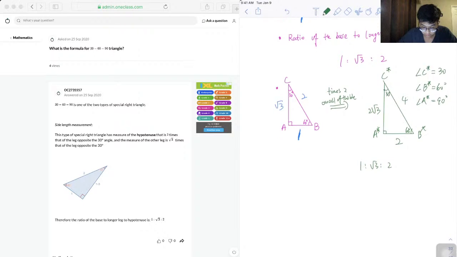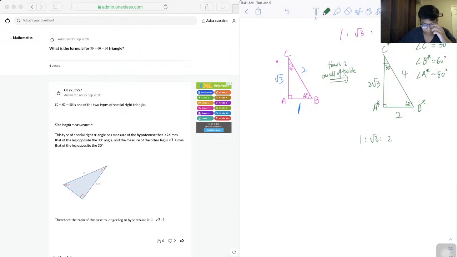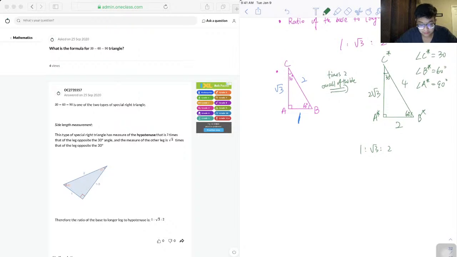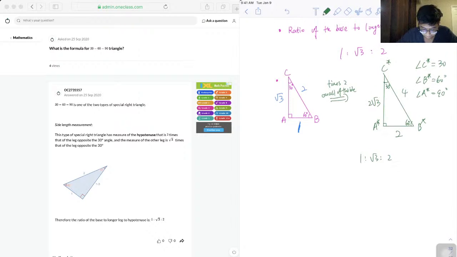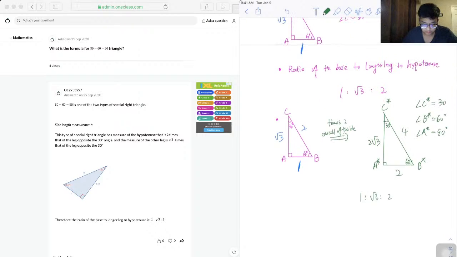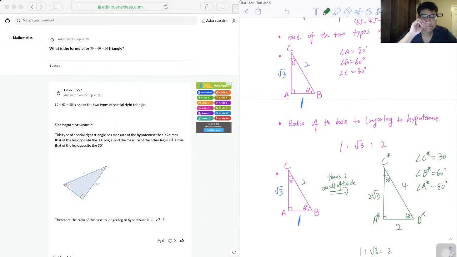And also, when it comes to trigonometry, it will maintain the same property. So sine C is equal to sine C star, and cosine A is also equal to cosine A star. Yeah, I think that's all we got for this question.